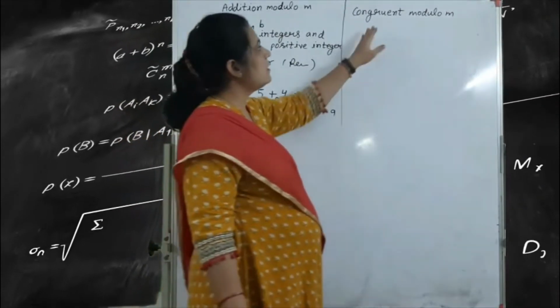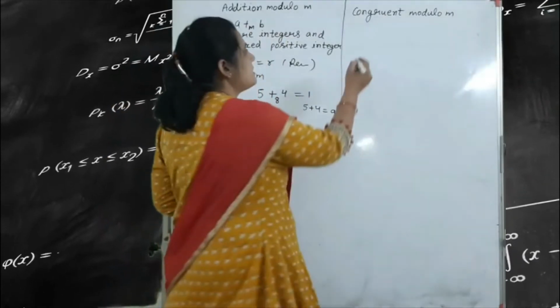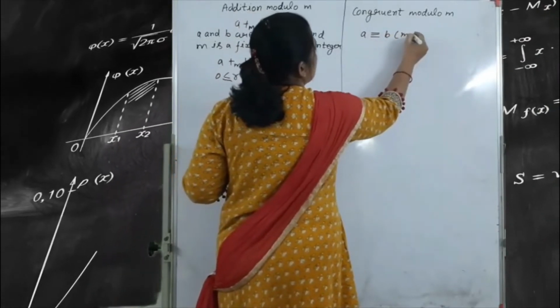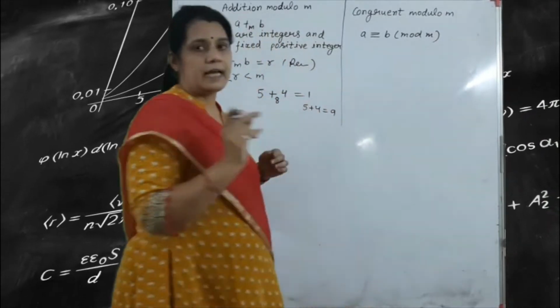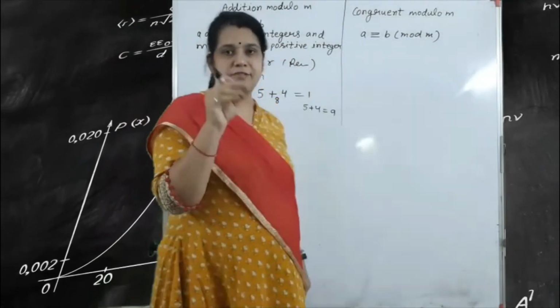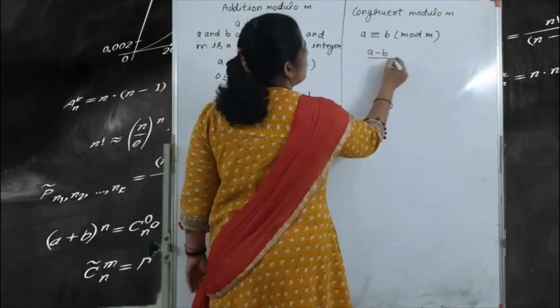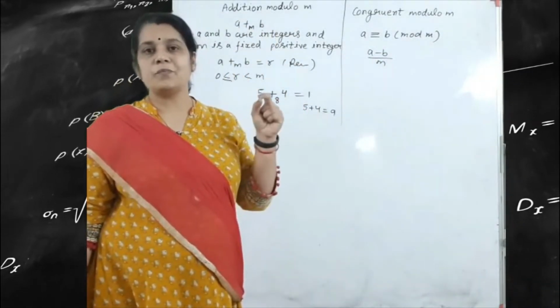Next one is the congruent modulo M. So congruent modulo M, that means what? A is congruent to B mod M. That means here again A and B are integers, and M is the fixed integer. So here we write A minus B divided by M. This is the congruent modulo M.